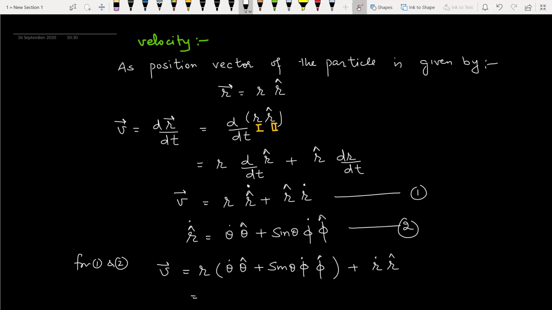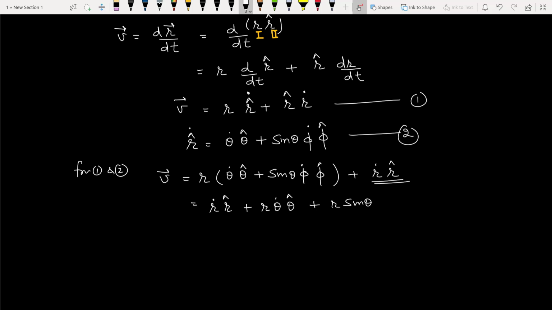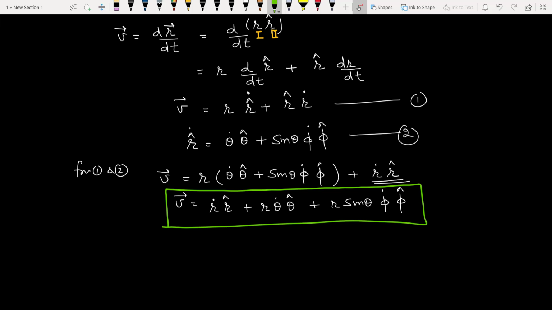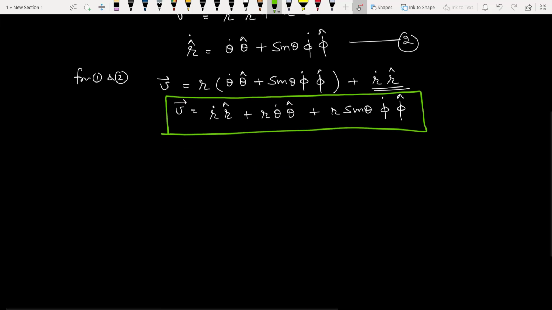So this term can be written as, this term we will write in the starting: r dot r cap plus r theta dot theta cap plus r sin theta phi dot phi cap. It is velocity. So this is the expression for velocity in terms of spherical polar coordinate system, or we can say in terms of spherical polar unit vectors.